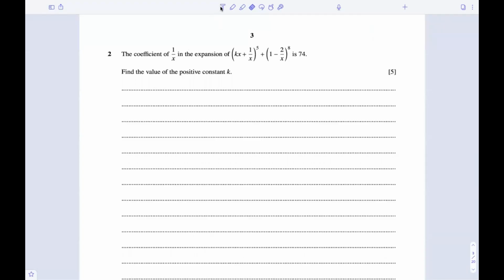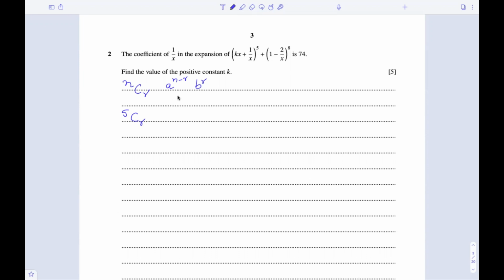In this question, the coefficient of 1 upon x is 74. So first we need to know what is the coefficient of 1 upon x in the first expression and in the second expression. We know that the expansion formula is nCr a to the power n minus r, b to the power r. Now we can guess what the value of r could be that will give us the coefficient as 1 upon x, or we can use the method where we can say 5Cr. We are trying to find the value of r.